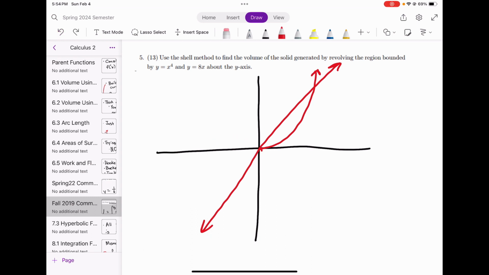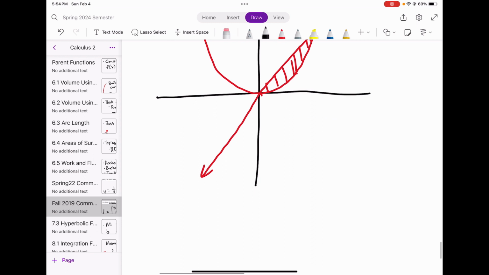No, it won't go down. It'll never go down. It'll be like that. Okay, and this gives us our shaded region right over there. Pretty straightforward. And then it tells us right off the bat to use the shell method.